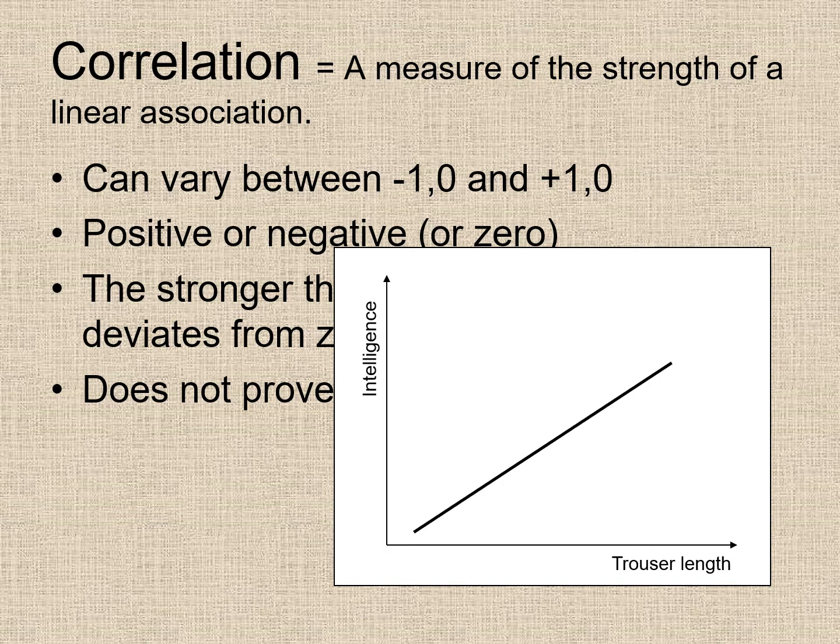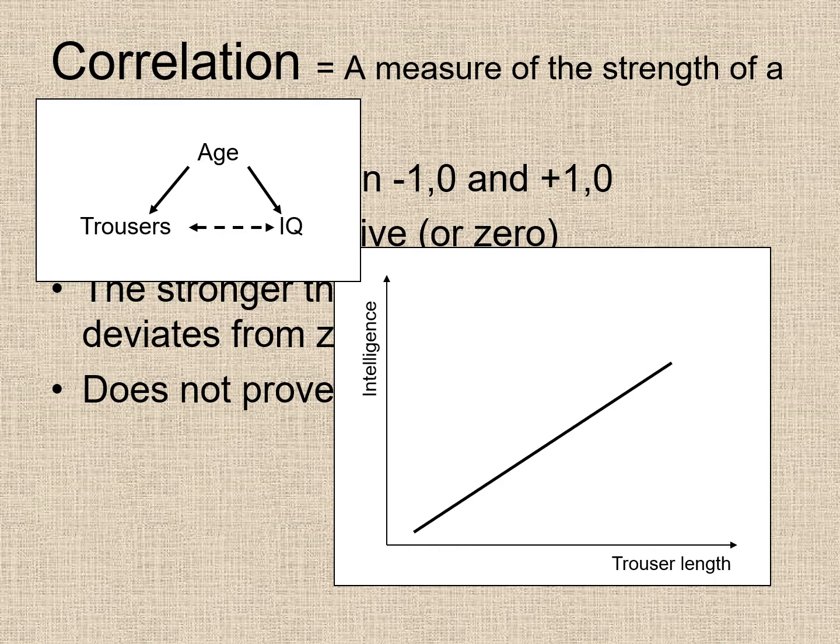And in this case, we could imagine, quite clearly, that both trouser length and IQ are affected by the confounding variable age. So small children wear short trousers for the obvious reason that they have short legs. And at the same time, age has an influence on IQ, at least if you measure people's IQ with an IQ test that is adapted to adult respondents.